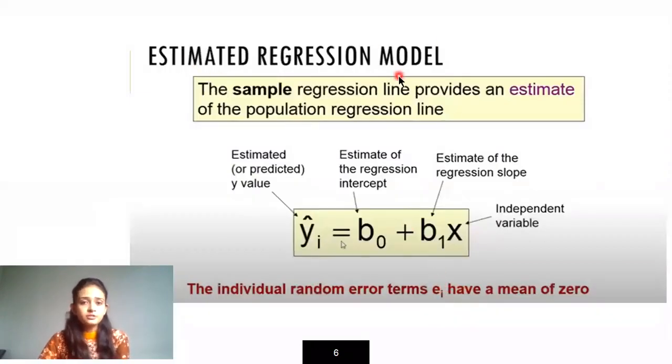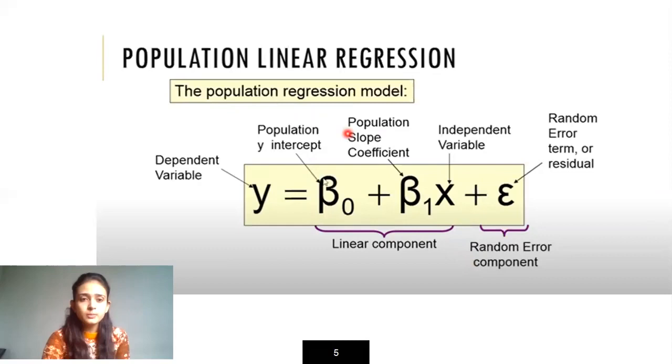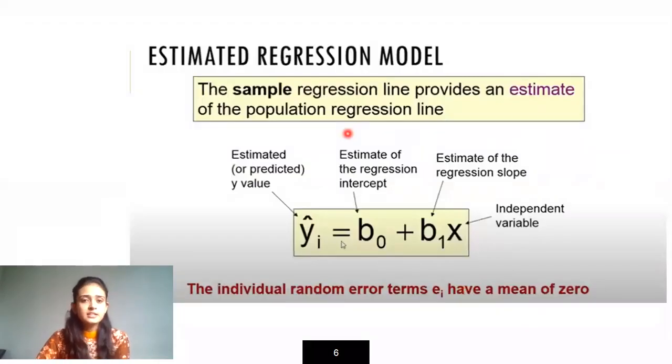Now next, this is the regression model formula for the sample. The previous one was for the population, and this one is for the sample. The sample regression line provides an estimate of the population regression line. This formula is very similar to y equals mx plus c. For the population, we were using the constants beta 0 and beta 1. For the sample formula, we will use the coefficients, or constants, b0 and b1. Again, the coefficient with x will be your slope, and the individual one will be your intercept.